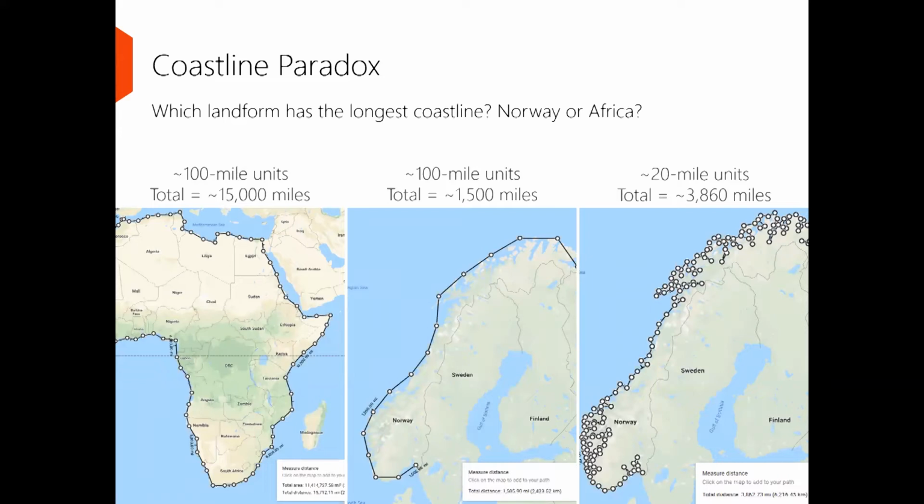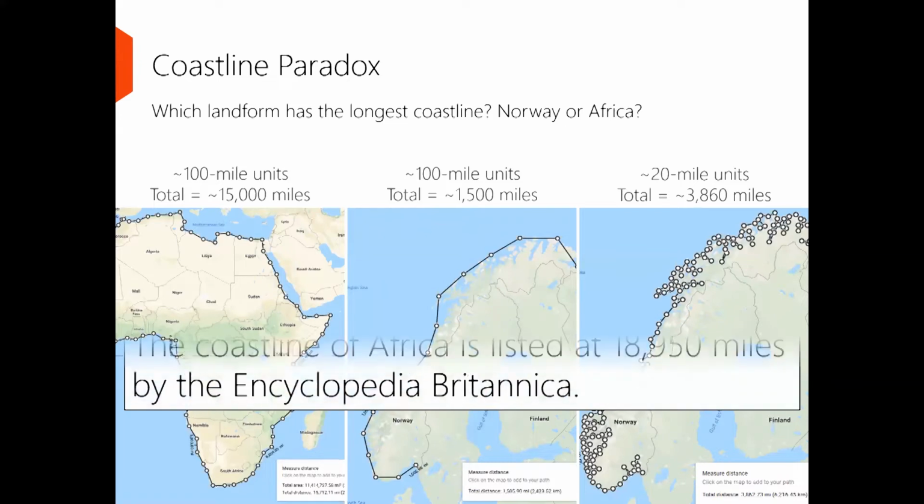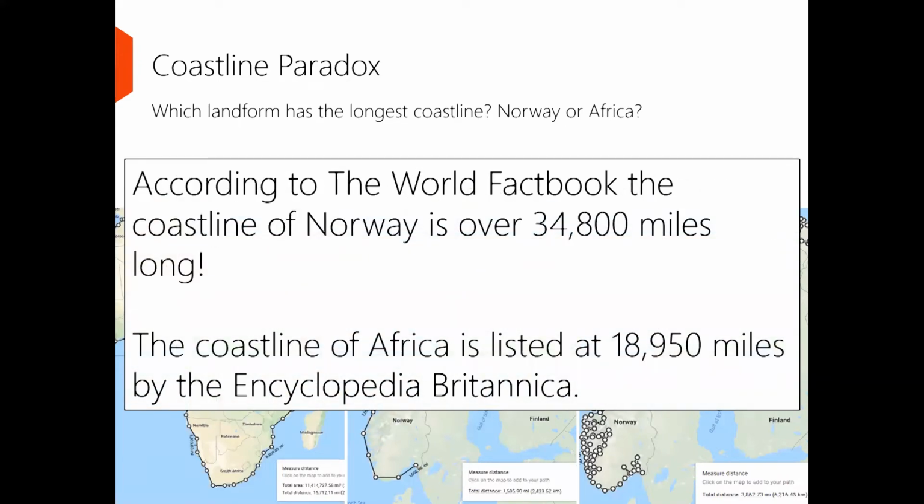Now, even at this discriminator length of 20 miles, I still feel like I'm missing a lot of data here. So I did what any good researcher would do, and I consulted my sources, and I went on Google, and lo and behold, the World Factbook told me that the coastline of Norway is actually over 34,000 miles long. And it listed the coastline of Africa at almost 19,000 miles. So that old adage that one of my elementary school teachers told me does boil out to be true: the coastline of Norway is in fact much longer than the coastline of Africa.